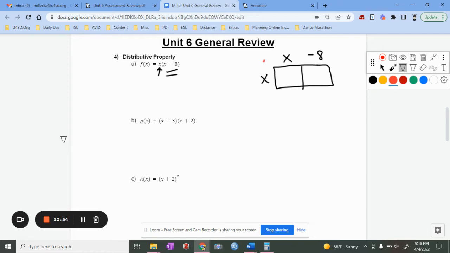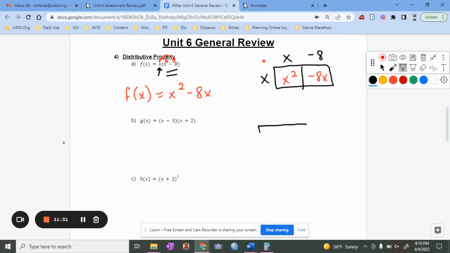It's all about multiplying in. It's an area model. x times x is x squared. x times negative 8 is negative 8x. Some of you may have seen this before where we draw our arrows in. So we're taking this x into both parts of our parentheses. Okay, either way, we get an equivalent form of this equation as f of x equals x squared minus 8x.